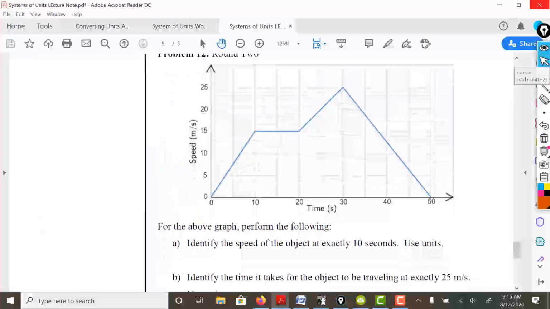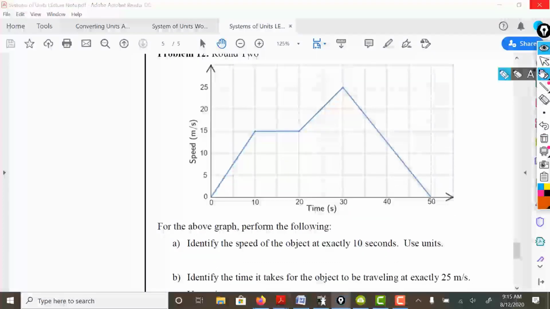Identify the speed of the object at exactly 10 seconds. Exactly 10 seconds. What is happening at exactly 10 seconds? Well, here's 10 seconds. The speed that corresponds to that is 15. But don't forget your units. 15 watts? Watt? Meters per second. Okay.